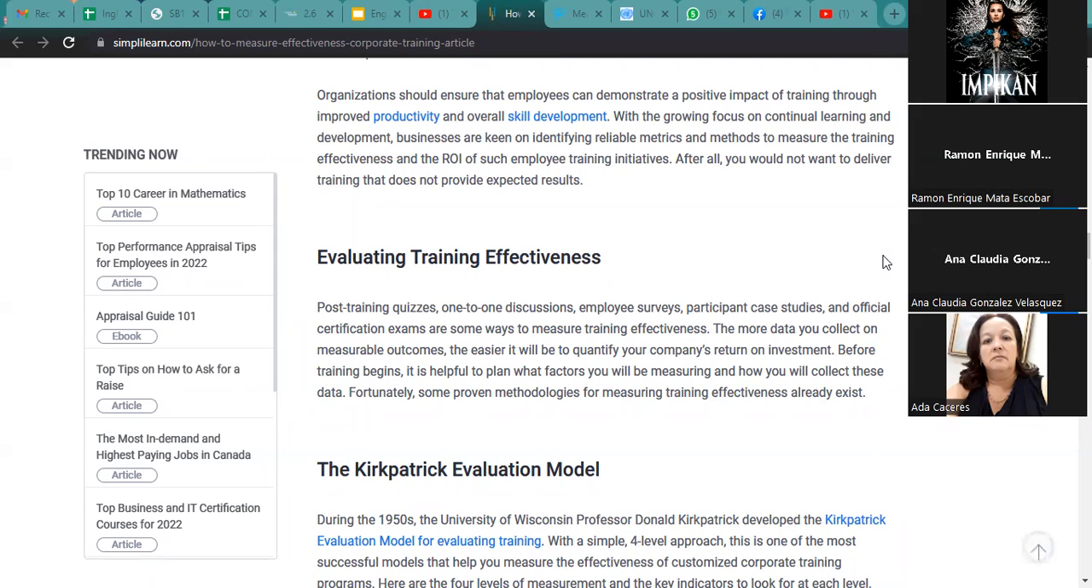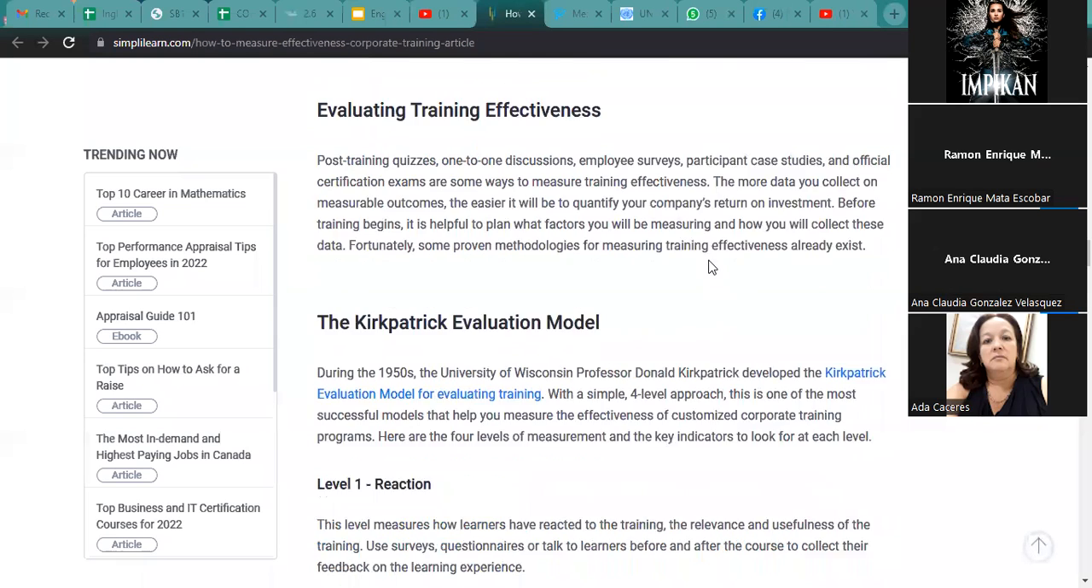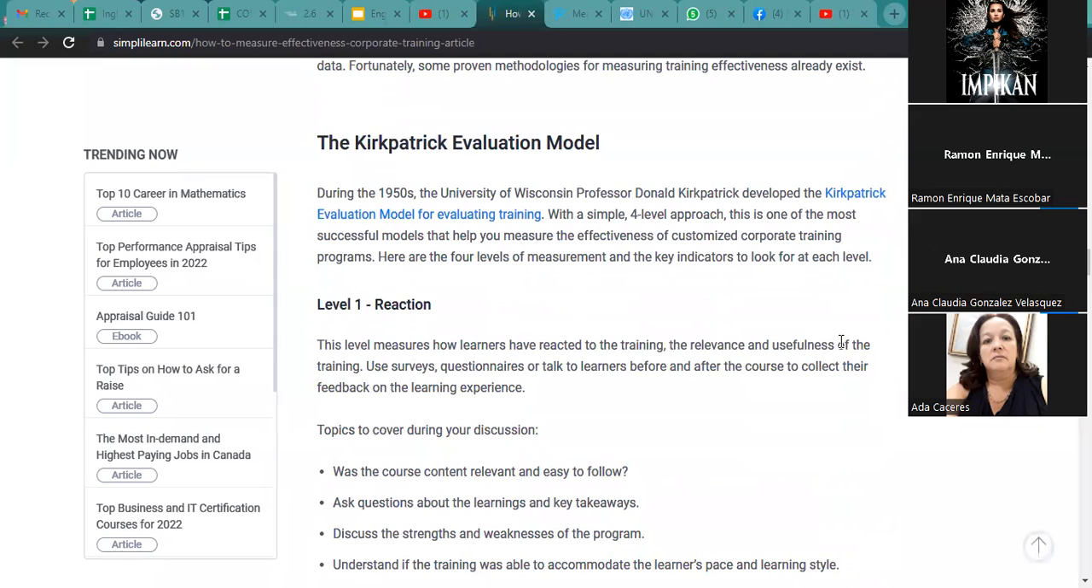And it says that the more data you collect, measurable outcomes. So that means that you can measure in different ways the same training. So that is going to be a good idea for us to do. Let's check some words. I don't remember if there are some things here. I don't think so. No, not here. The Kirkpatrick evaluation model.